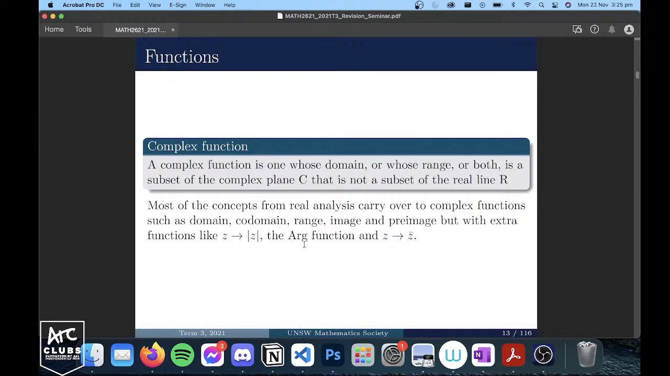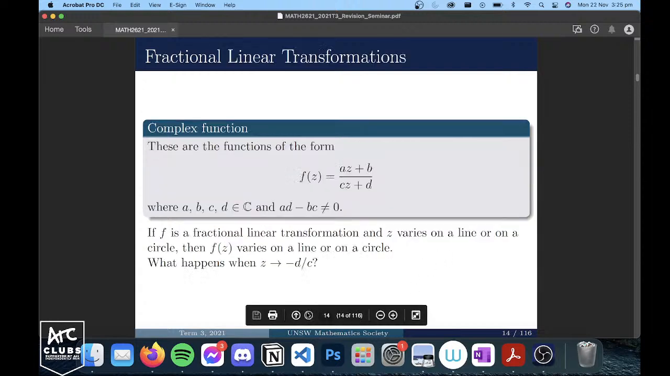And another thing that I guess complex analysis adds is these new types of functions. So you have the modulus function, the arc function, as well as the conjugate function. And I guess one of the more interesting parts of the complex functions is the fractional linear transformation, which is basically any function in this form: az plus b over cz plus d, where a, b, c, d are all complex, and ad minus bc is not equal to 0.